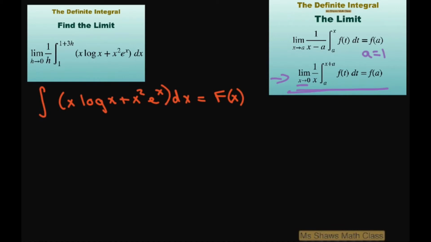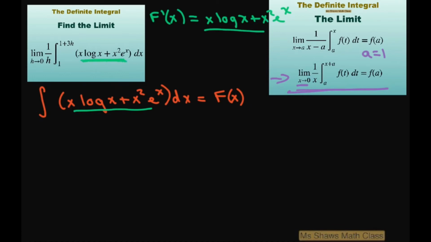Of course, if this is f of x, then f prime of x just equals this. So f prime of x is going to be x times log of x plus x squared times e to the power of x. Hope you can see that. So basically, it's just this inner function there.